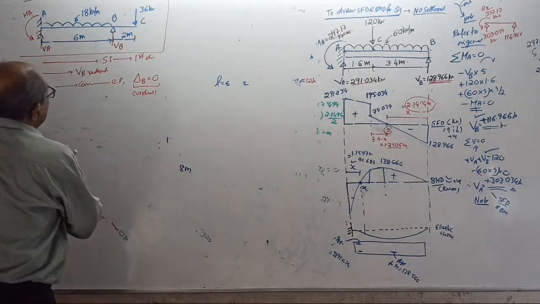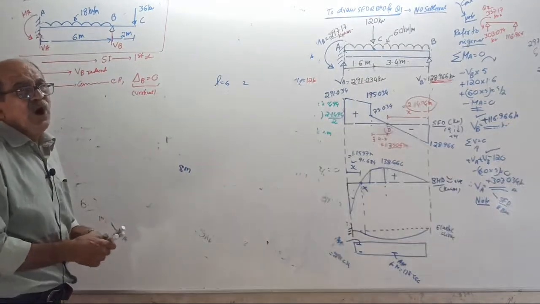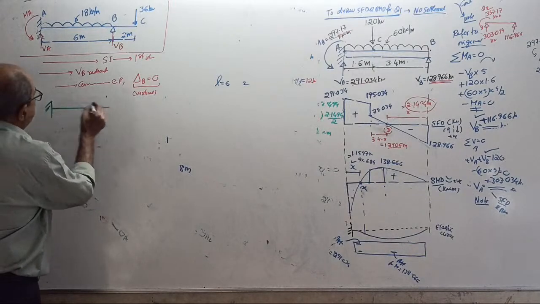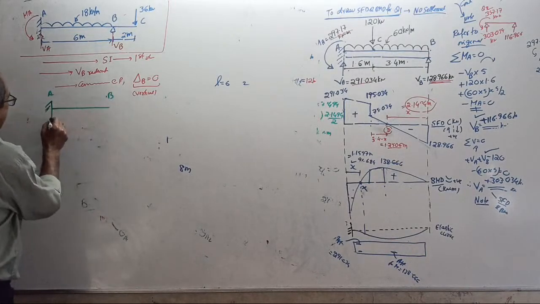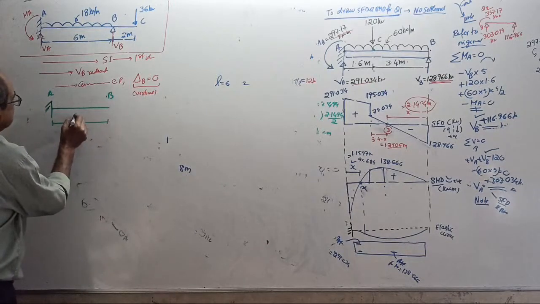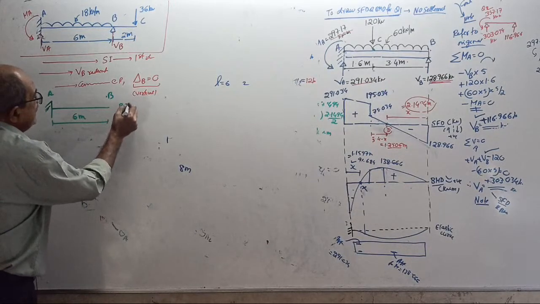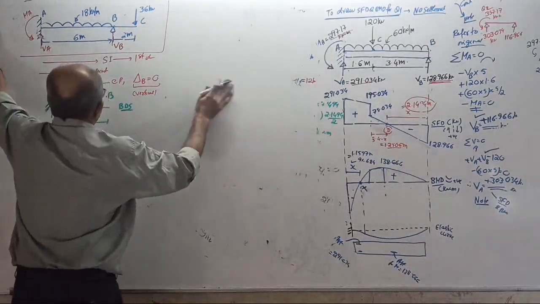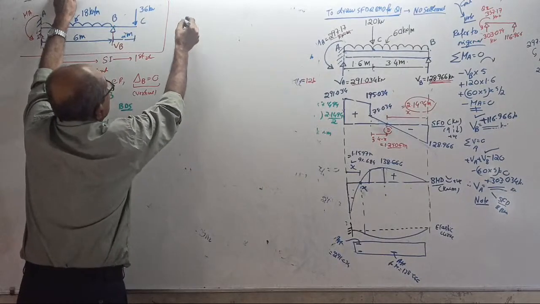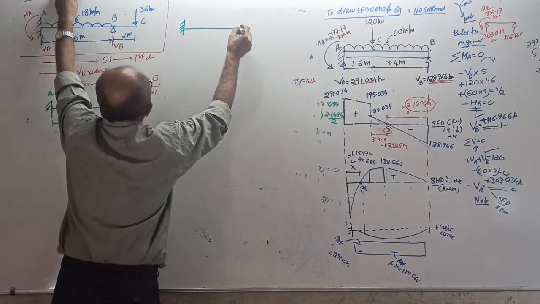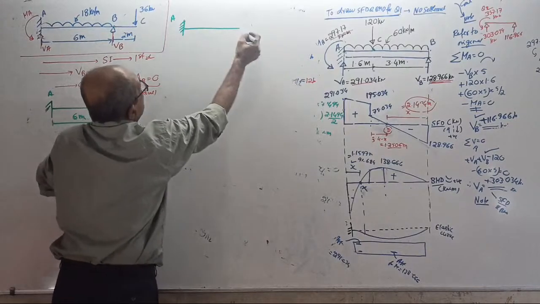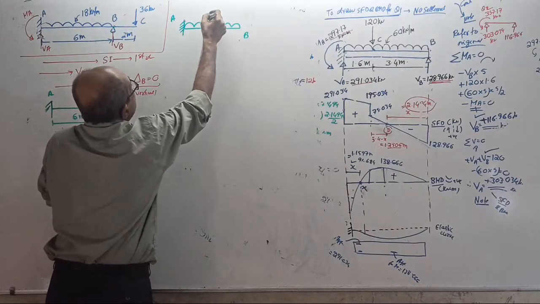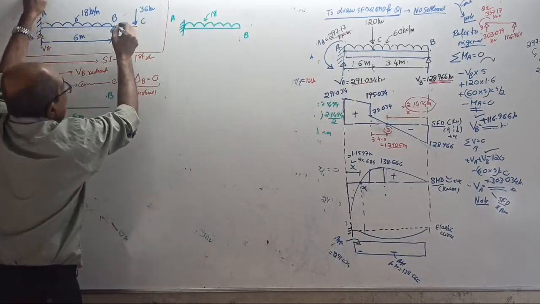Now, write the basic structure. Usually in the basic structure, overhangs are not considered. You maintain A fixed and B free. Only AB, 6 meter, is the basic determinate structure. Don't consider the overhang. First, consider the basic structure with the loading. See, A here and B here. There is a UDL here of 18, even though the overhang is there.